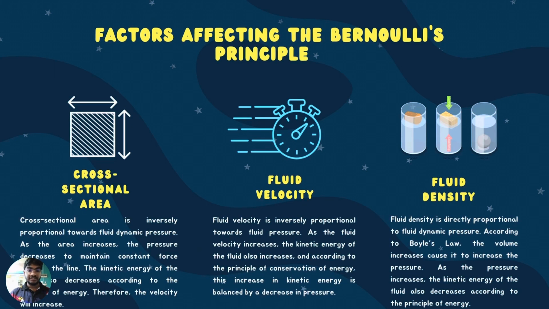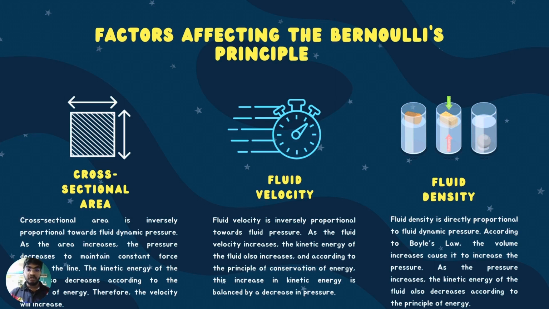There are several factors affecting the Bernoulli principle. First of all, the cross-sectional area. The cross-sectional area is inversely proportional to fluid dynamic pressure. As the area increases, the pressure decreases to maintain constant force through the line. The kinetic energy of the fluid also decreases according to the principle of energy. Therefore, the velocity will increase. If the area decreases, the pressure increases, so the velocity will decrease.